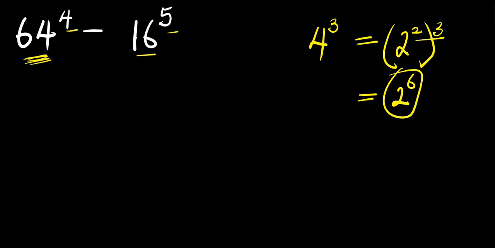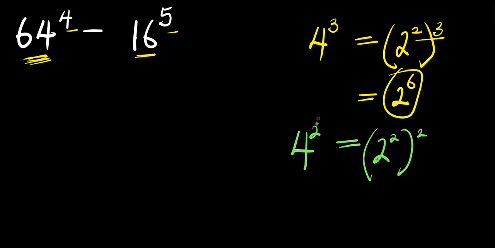Now, when it comes to 16, 16 also is a perfect square, which is 4 to the power of 2. So you have 4 to the power of 2, this is 16. This is also 2 to the power of 2, that is 4. This to the power of 2 again, the one that is outside, so we multiply this exponent. This is 2 to the power of 4. So 16 is 2 to the power of 4, while 64 is 2 to the power of 6.